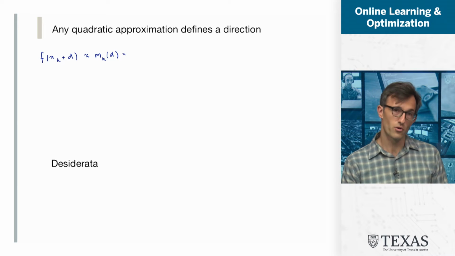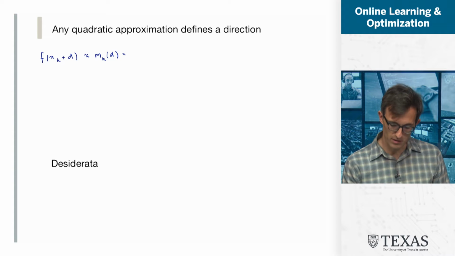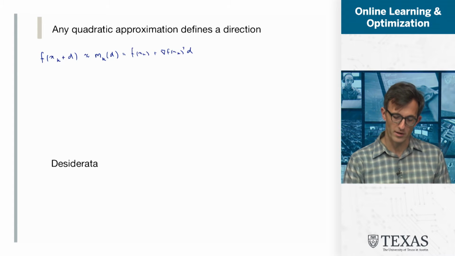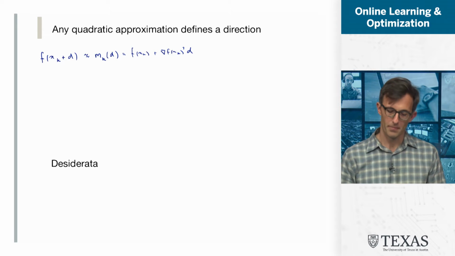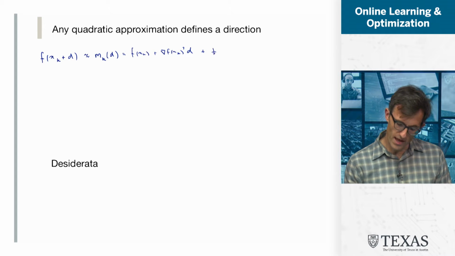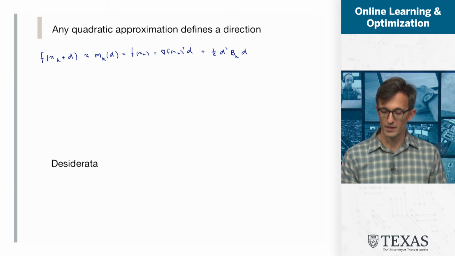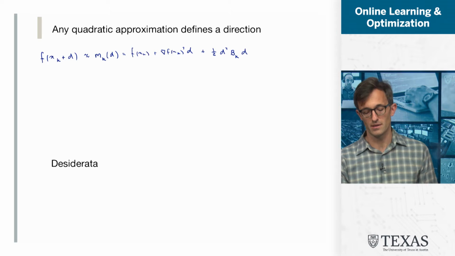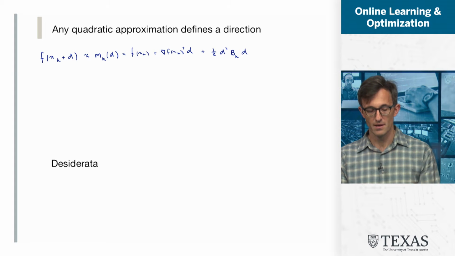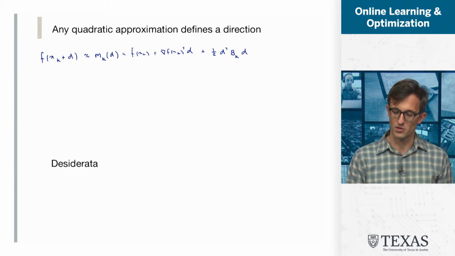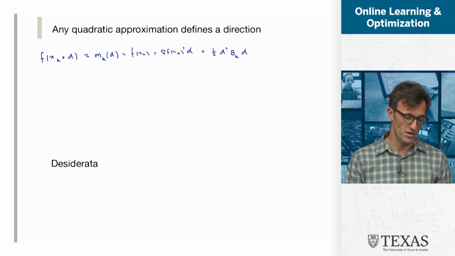And a generic second order approximation of f might look like f of x_k plus the gradient of f of x_k dot product with d. This is a linear approximation. Plus 1/2 times d transpose times something else here, something that is going to approximate my Hessian. Again, if I plug in d equals 0, I get f of x_k. So this is a perfect approximation at the point x_k, and it's a quadratic approximation for non-zero d.